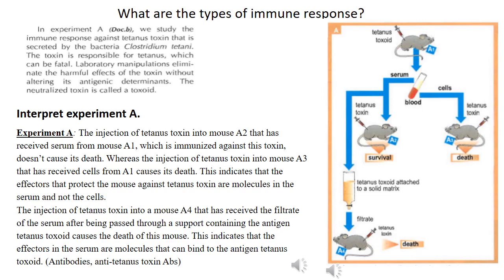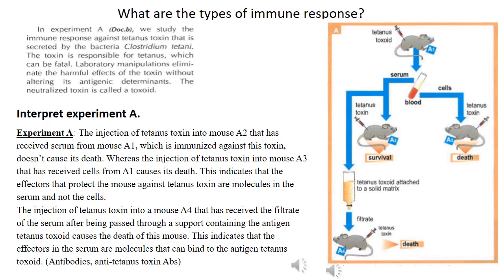So look at the experiment. You have a mouse A1 injected with the tetanus toxoid. Then later on, blood is taken from this mouse. Serum is separated from cells. The serum is injected to mouse A2. The cells, the blood cells we mean, like lymphocytes, are injected to mouse A3.